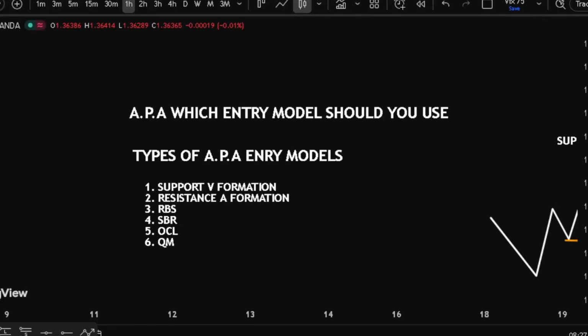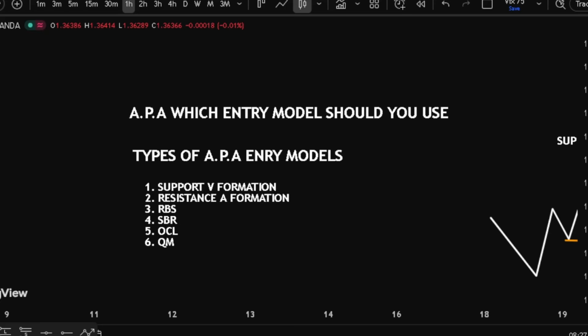If you are using the A.P.A strategy but still not sure exactly where to enter, this video could completely change the way you trade, because the A.P.A strategy doesn't just have one entry model. There are different ways to enter, and the model you choose should depend on what the market is showing you.